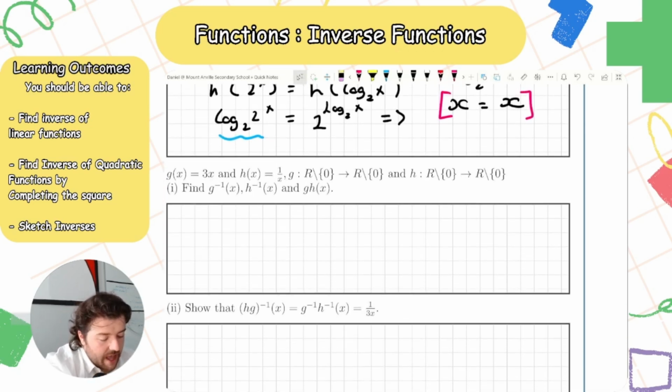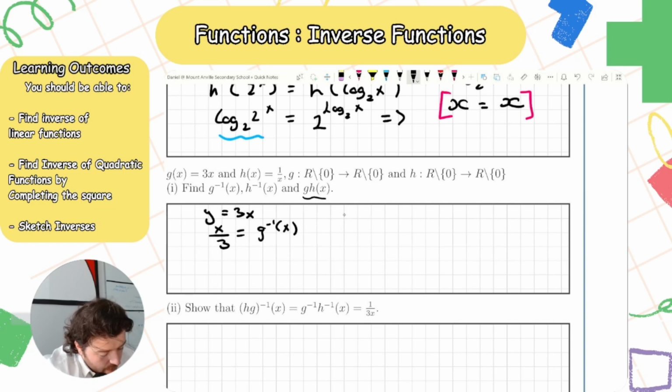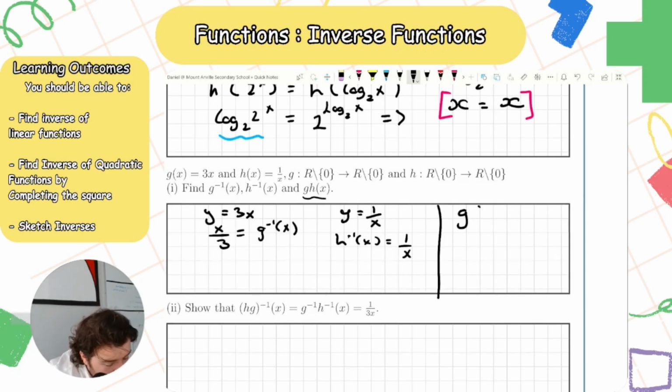Right, this one here. g of x equals 3x, h of x equals 1 over x. Find the inverse of g, the inverse of h, and then the composite of functions g and h. So y equals 3x, x over 3 equals the inverse of g. Y equals 1 over x. The inverse is actually still going to be 1 over x for h. And finally, find g of h of x. So that's going to be g of 1 over x, which is equal to 3 times 1 over x.